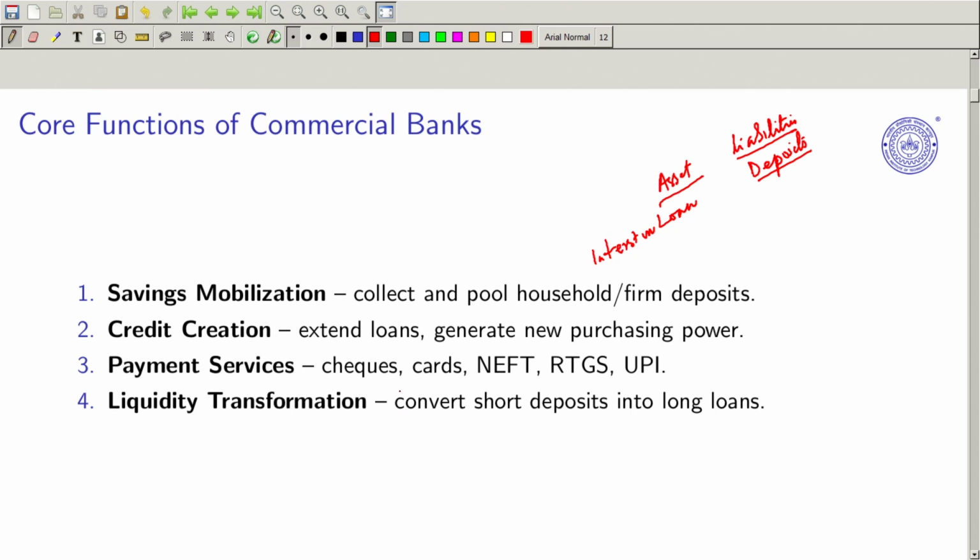Then they also try to convert the short deposits into long loans, which means that if they have a pool of short deposits, then they can easily use that for making long term loans. Whatever interest they are getting, they will be able to meet the redemption requests, and as a result, the spread, how much money you are paying for the short deposit redemption and how much you are making from the loan, that spread is the income of the bank. So these things are important.